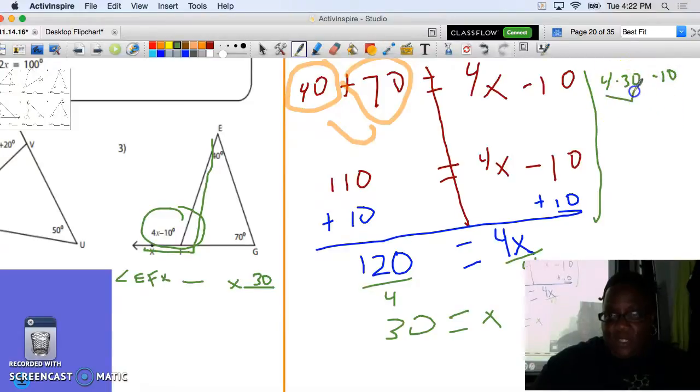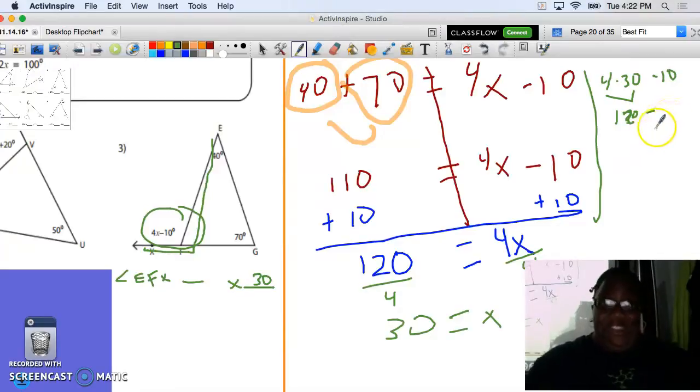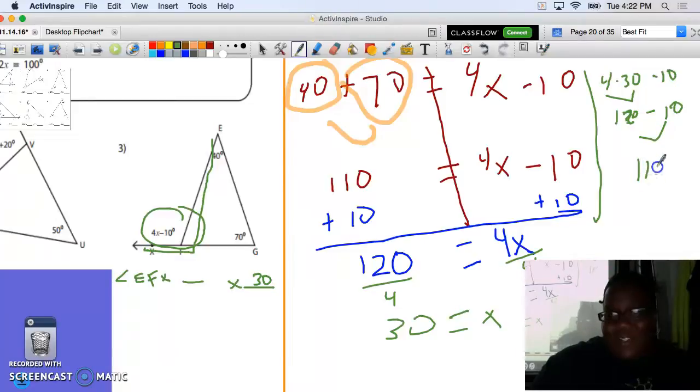Okay. I have 4 times x, and I know x is 30, minus 10. 4 times 30 is 110. Thank you. No. 4 times, that was 120. Thank you. She comes in handy. I like it. Okay. I mean, this is a good working relationship here. Then minus 10. Oh, I see where she got her 110, and she is correct. Look at that. So the answer here, 110.